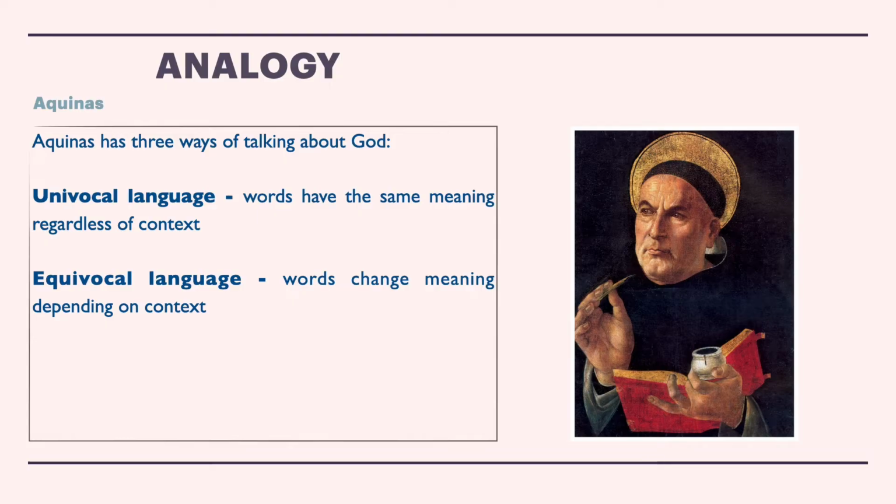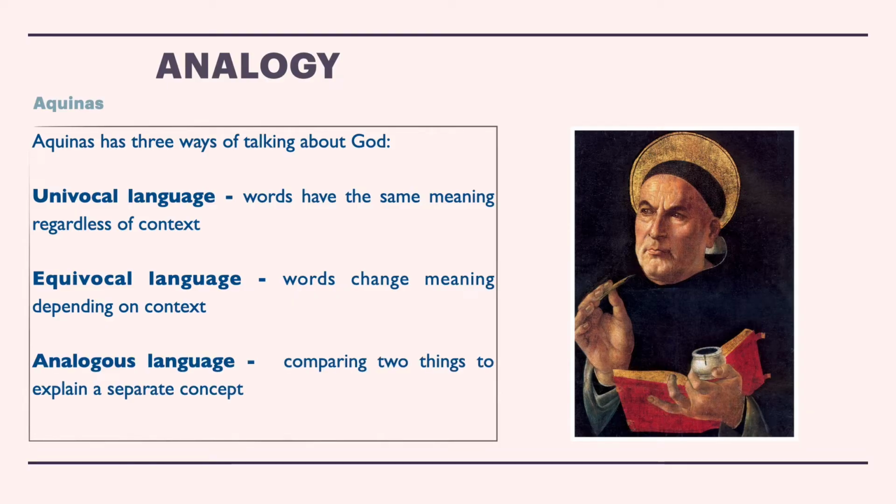Here, when we apply equivocal language to God, again, God loves, God is love, there's such an ambiguous understanding there of what we're saying. It's not clear whatsoever, and it's implying that we are completely different. Whereas univocal language is implying that we're completely the same as God. For Aquinas, he rejects both of these ways of talking about God. He opts for analogous language. And this is, as we've said, comparing two things to explain a separate concept.